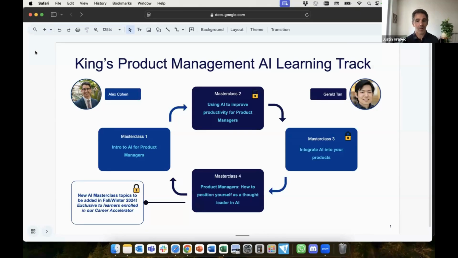Now, today's class, as I mentioned, is about that ability to build your expertise in this topic and eventually to become a thought leader. And over the next few months, between this fall and early next spring, we have a number of new AI masterclass topics that we're going to deep dive into, and these are going to be exclusive to learners on our Product Management Career Accelerator with Kings.